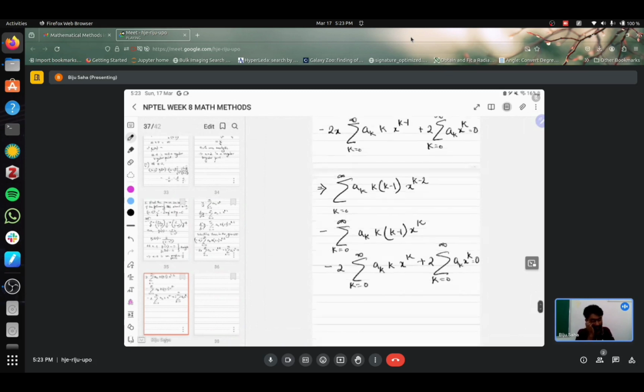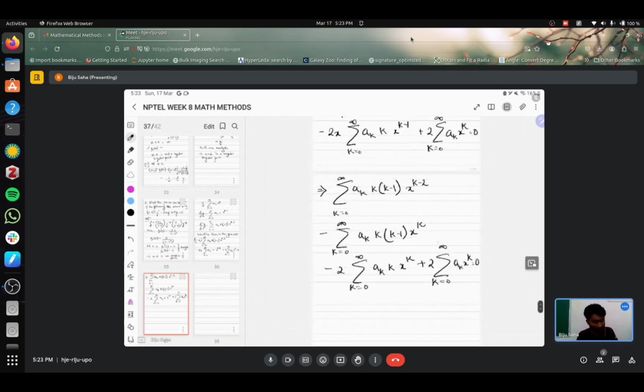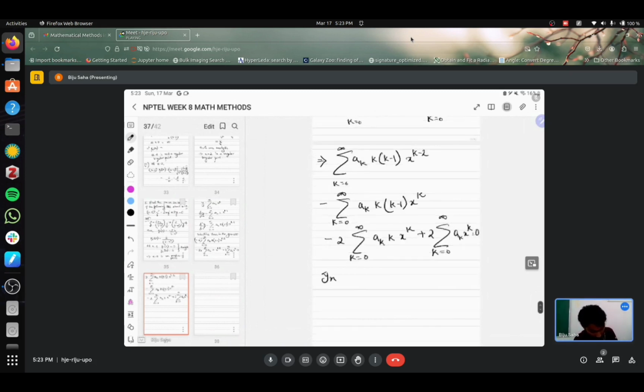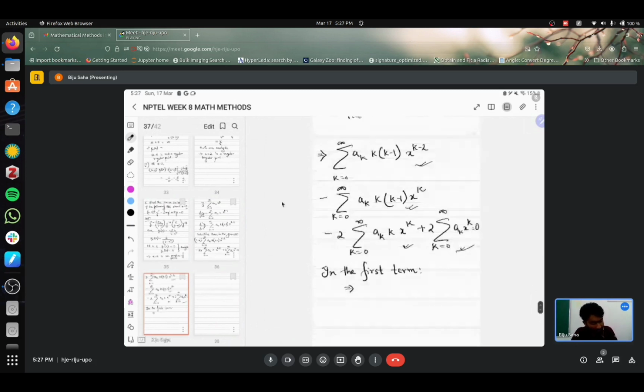So in the first term, all of them have x to the power k as their exponent. So what we can do is that in the first term, I have this k, I have this k minus 2. So what I do is I replace k with k prime, and k prime is given by k minus 2. So that would say that my k is k prime plus 2.